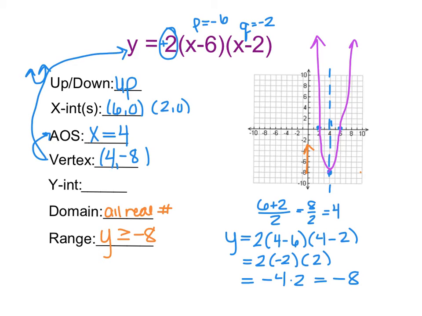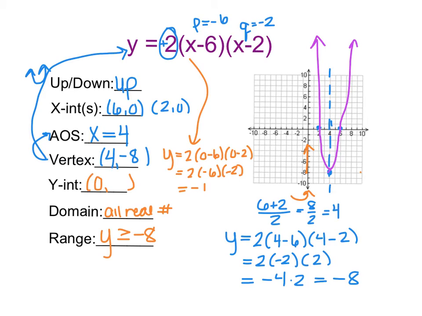What I remember about my y-intercept point is it's where I cross the y-axis, and I cross the y-axis when x is 0. So I can take this equation and substitute 0 in for x to calculate my corresponding y. Here this would become 2 times -6 times -2. 2 times -6 is -12, which times -2 gives me a positive 24. So I can write that into my key information.